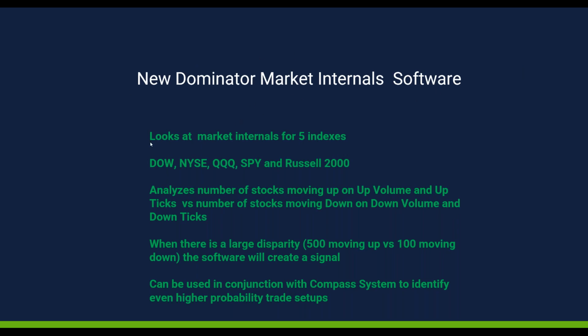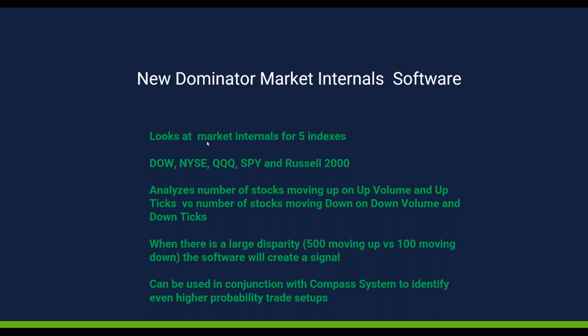Dominator, as I just said, looks at market internals. It's looking across 5 different indexes: the Dow, New York Stock Exchange, triple Qs, the S&P 500, and the IWM, the Russell 2000. It's looking at all of these stocks on all of these indexes right here, and it's analyzing the number of stocks moving up on up volume and upticks versus the stocks moving down on down volume and downticks. Now it's looking at it on each one of these individually, and then in total across all of these indexes.